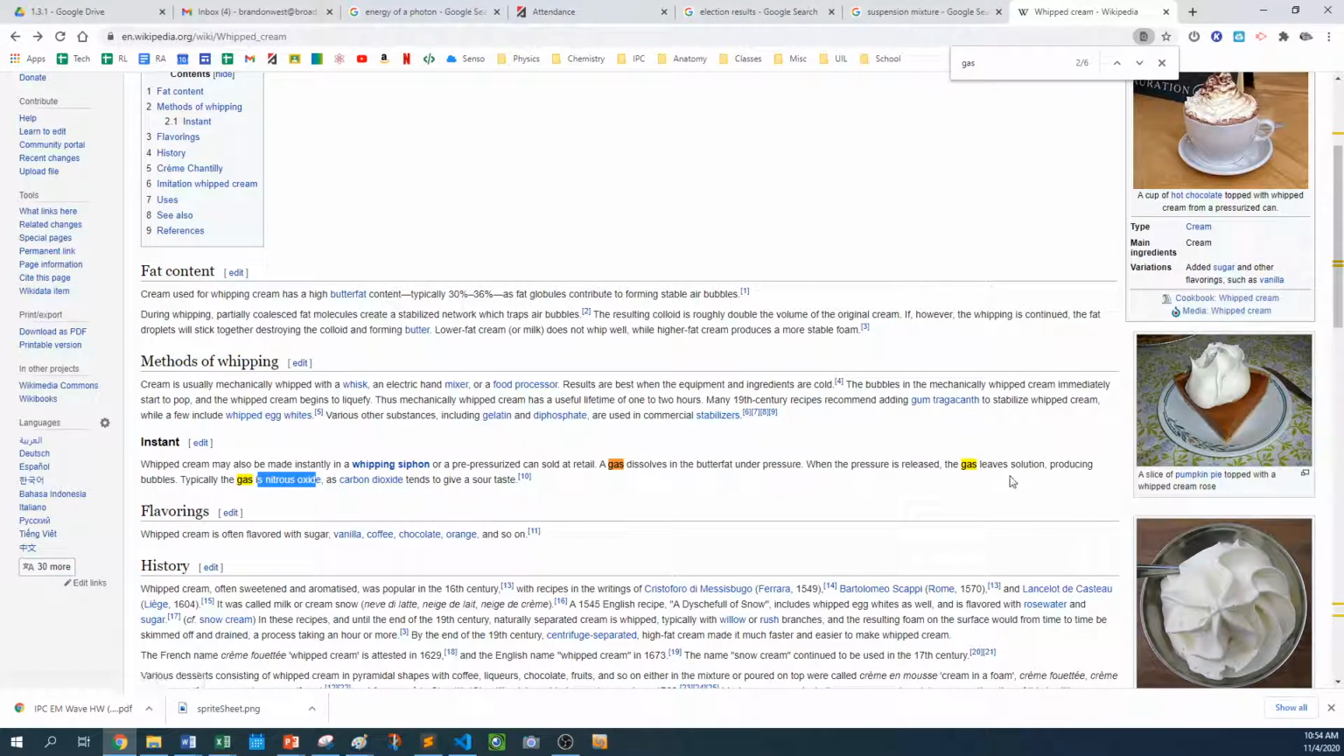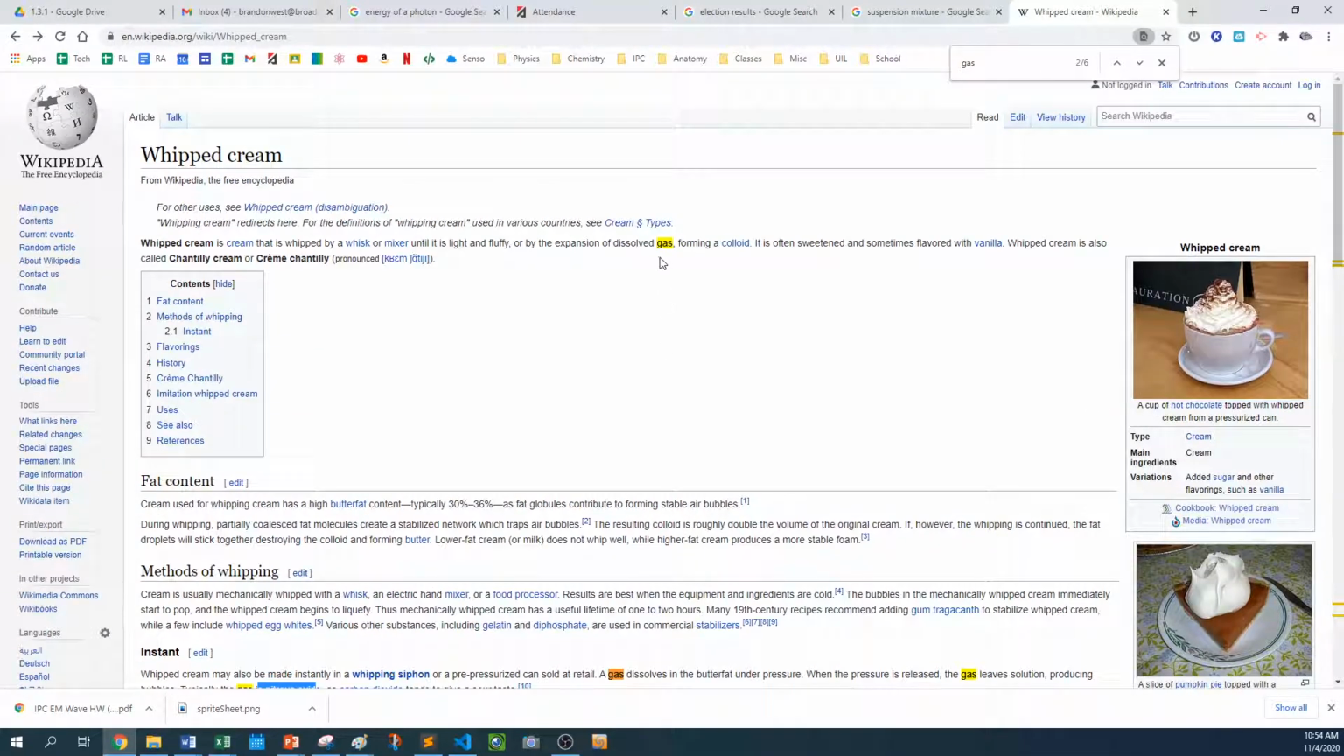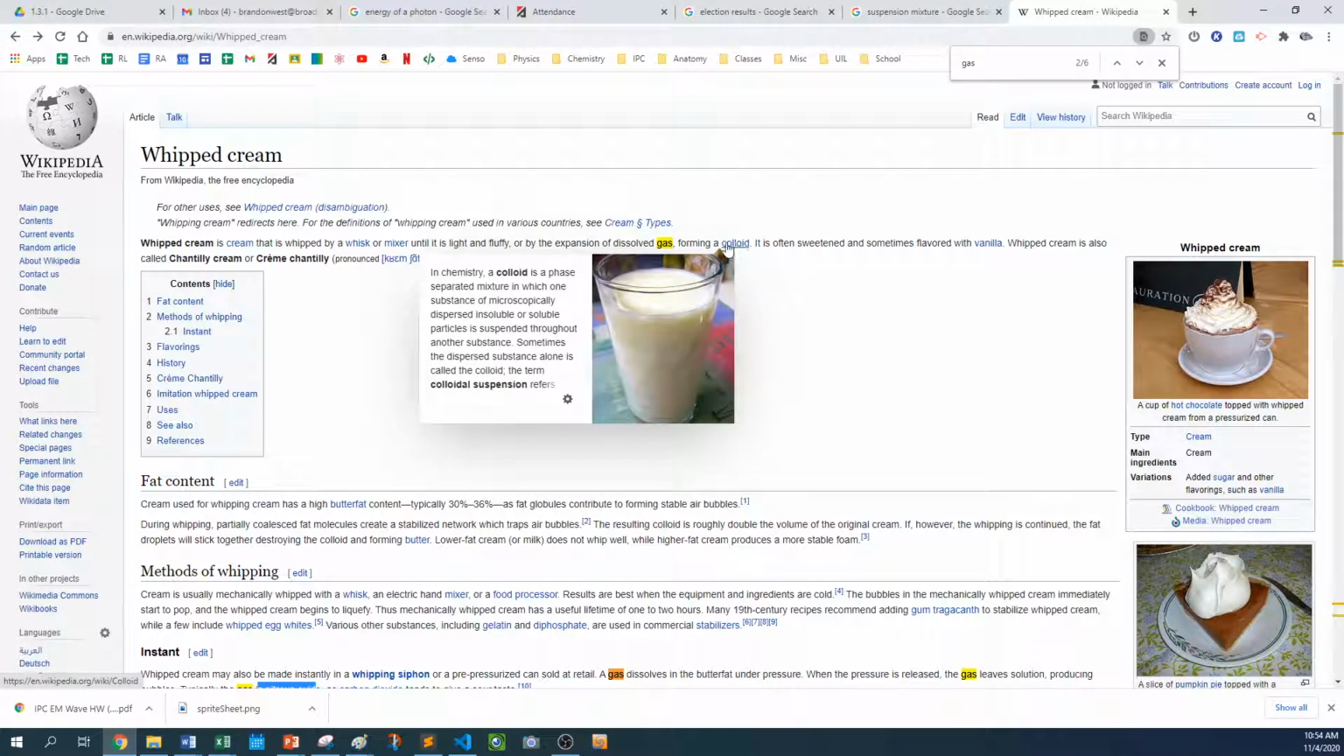Then when it goes into the air, what happens when you lower pressure? Volume goes up. So the volume of these little bubbles increases. Because the bubbles don't settle down, you could consider it a colloid. But have you ever left whipped cream sitting on a desk?